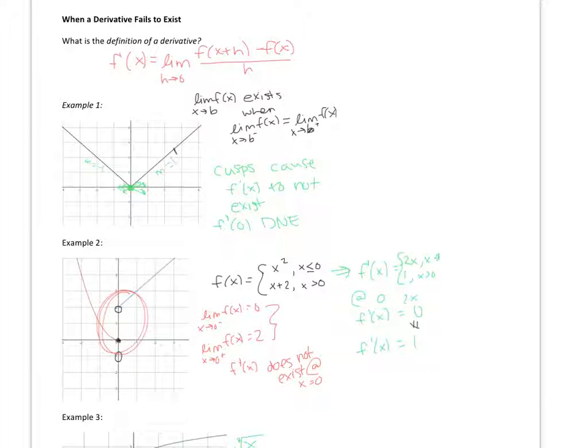So for example, if you know you have a derivative, you know your function's continuous. It's not the other way around. If your function's continuous, you could not have a derivative, like example 1 and example 2. Those are both continuous functions that don't have derivatives everywhere. But if you can find a derivative everywhere, you will always have a continuous function.